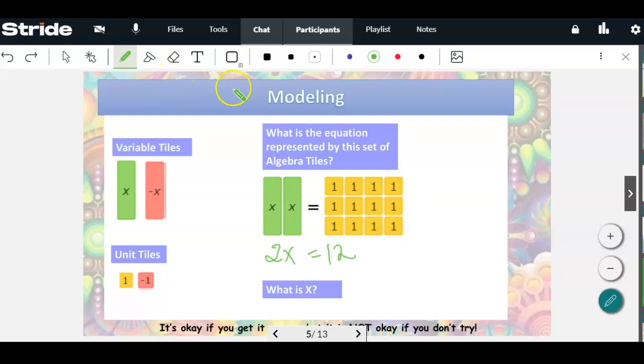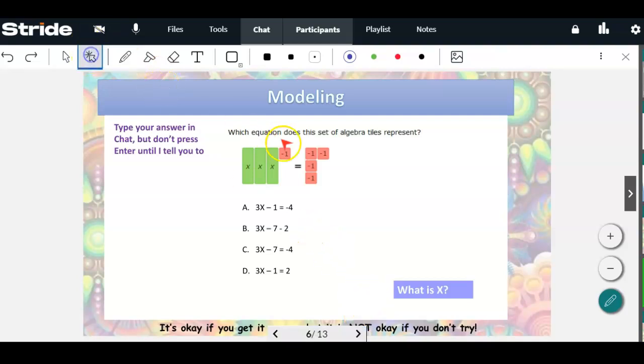What is x? Well, it's a one-step equation. To solve, you divide both sides by 2. 12 divided by 2 is 6. So on some of these, you will be modeling and solving.